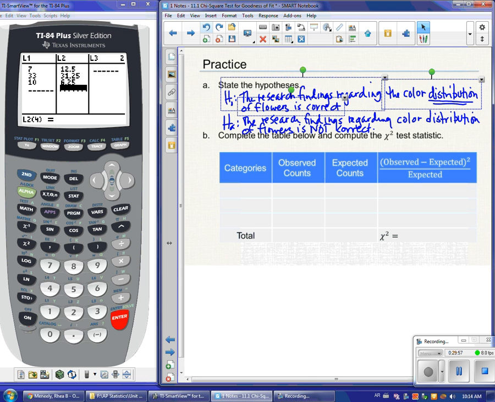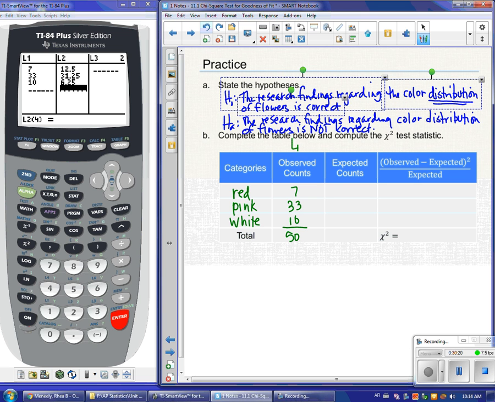All right, so the categories, in this case, we had red, and then pink, and then white. And it doesn't matter what order you put them in, you just want to make sure that your observed and expected counts are consistent. So I've already kind of filled this information in. So we said our observed counts were 7, 33, and 10, and we know the total was 50.